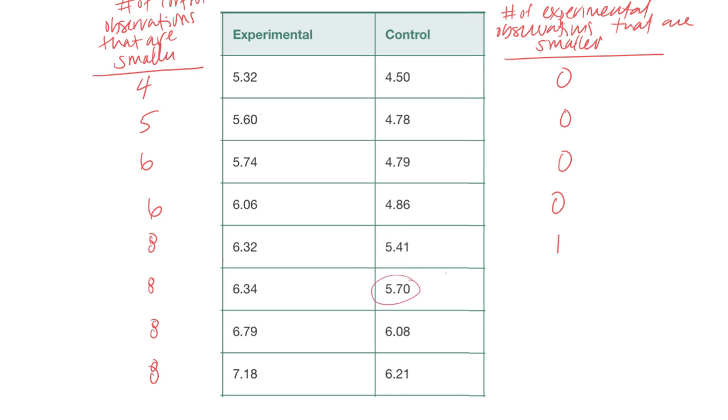5.70 has this one and this one that are smaller than it, so that's 2. 6.08 has 1, 2, 3, 4 smaller than it. And then 6.21 has 1, 2, 3, 4, also 4. So that's the first step here. And then we're going to add up the number in each column.